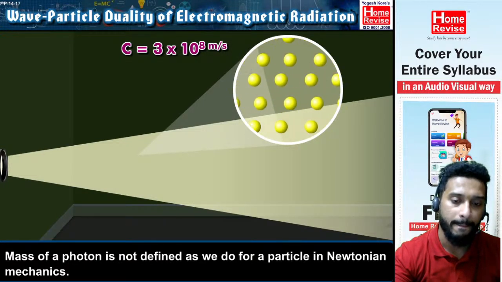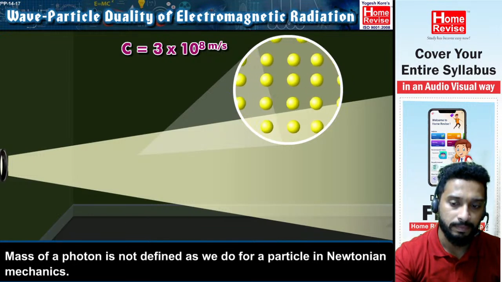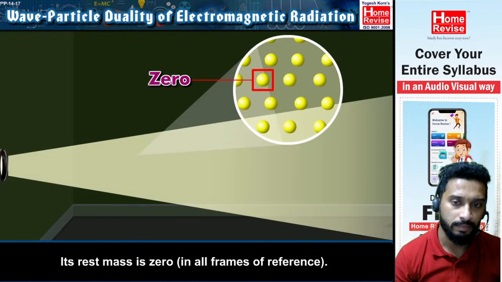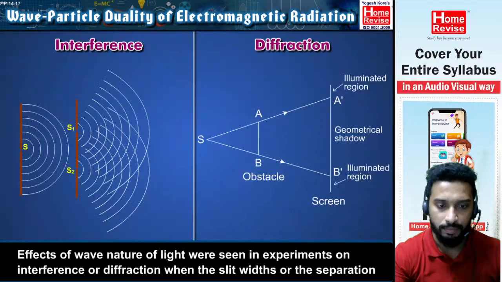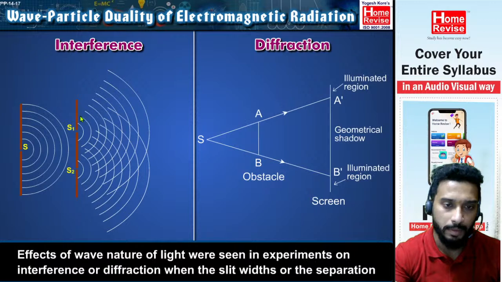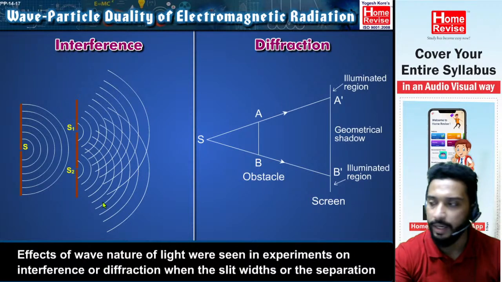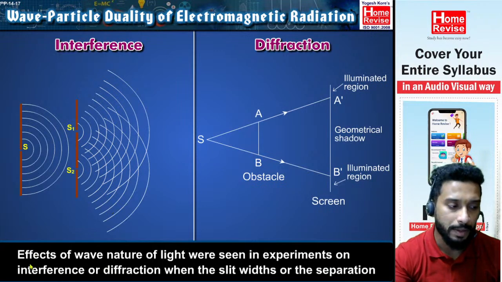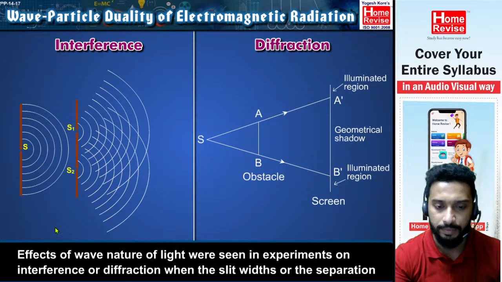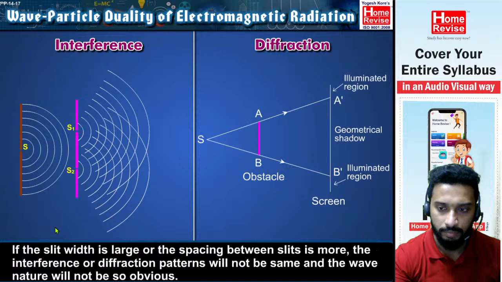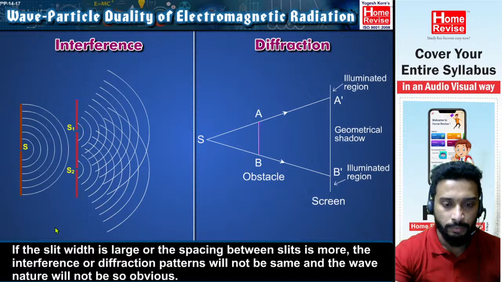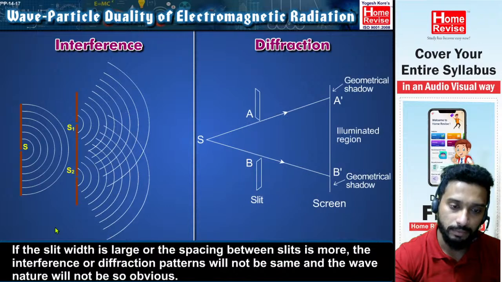Mass of photon is not defined as we do for a particle in Newtonian mechanics. Its rest mass is zero in all frames of reference. Effects of wave nature of light were seen in experiments on interference or diffraction. So these experiments, double slit experiment, single slit experiment, we had already seen or already learned and experimented in our earlier classes. Separation between two slits is smaller than or comparable to the wavelength of light. If the slit width is large or the spacing between the slits is more, the interference or diffraction pattern will not be the same and the wave nature will not be so obvious.